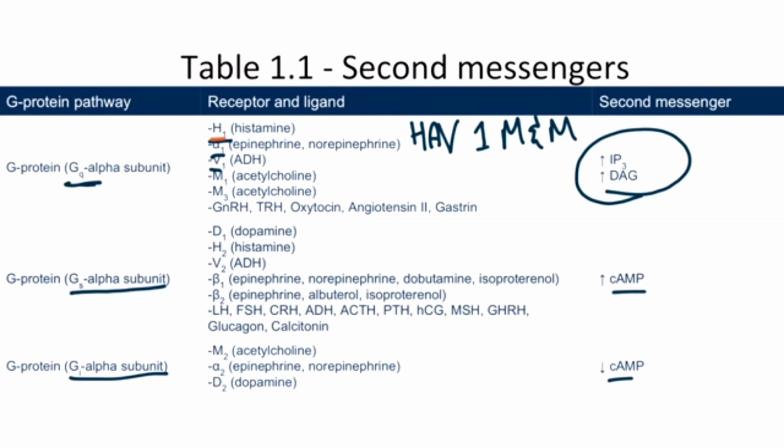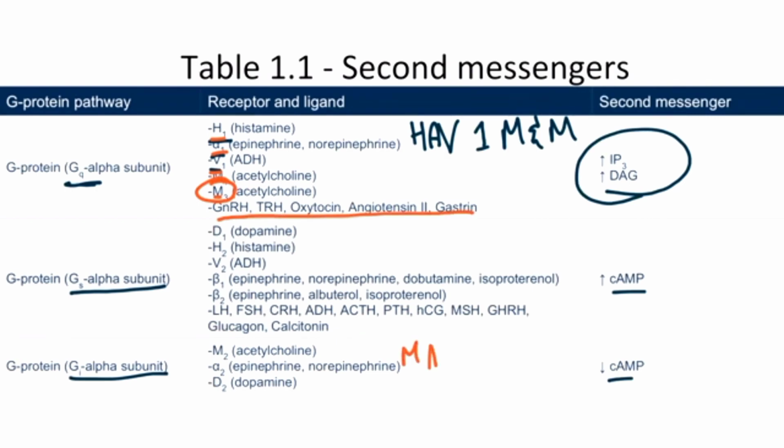So HAVMM. Notice that all of the receptors except the last muscarinic receptor contain the number 1, and then M3 right here. There are also several hormones associated with this pathway, which you can see right here.